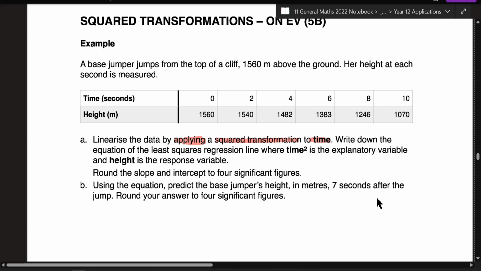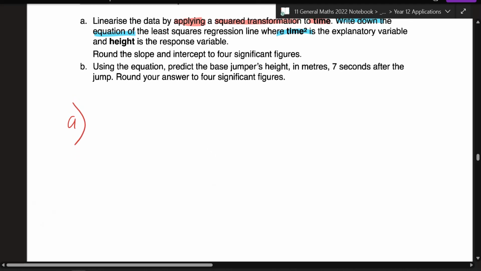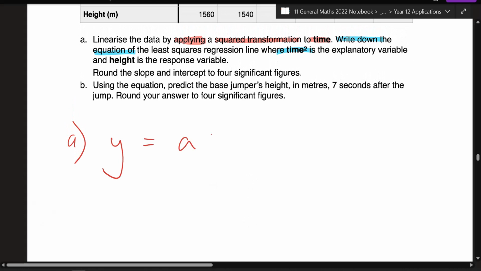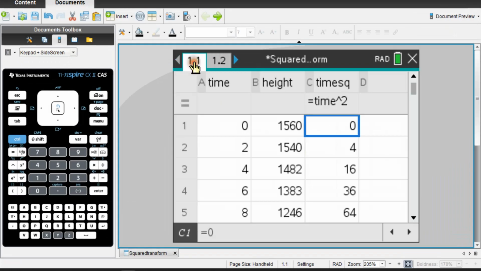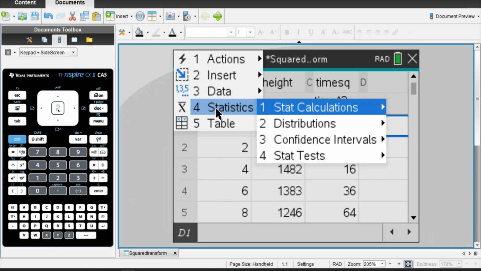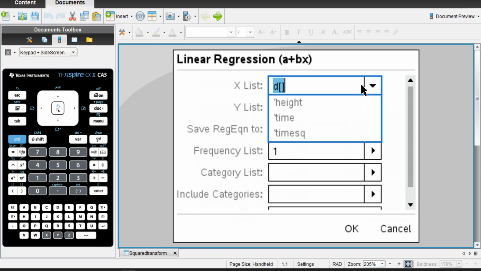So I've done that. And now what we need to do is we need to write down the equation for this of the least squares regression line with time squared. So keep that in mind. We've squared time. All right, so now we need to write down the equation for it. Remember the equation normally looked like this. Y equals A plus BX. Okay, so my equation is now going to be this. So if you want to do your equation, you can do it from here. Otherwise, normally I get you guys to do it here. So we're going to go menu, statistics, stat calc, A plus BX. Okay. Here, remember, what did we transform? What are you going to put in X?